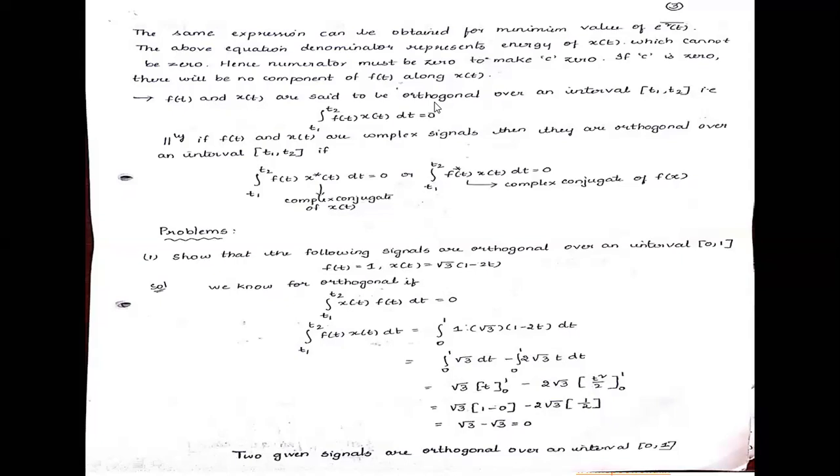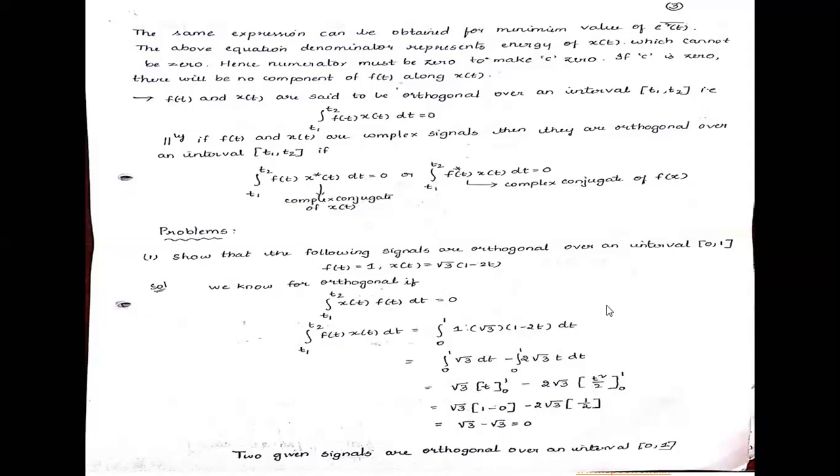So the two signals are given. What is the formula to find the orthogonality for the given signals? The formula is you have to satisfy the integral from t1 to t2 of f(t) x(t) dt equal to 0. Then c is equal to 0. The denominator is not zero, because it is an energy signal. So I'm taking only the numerator function and equating it to 0.